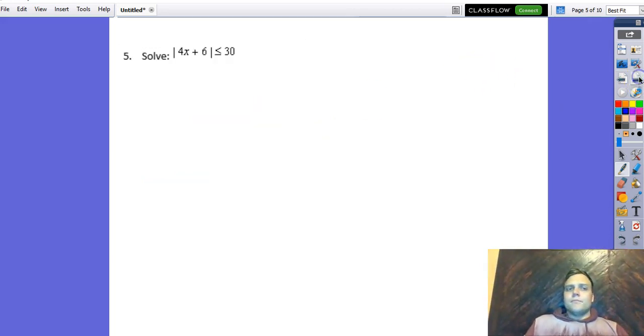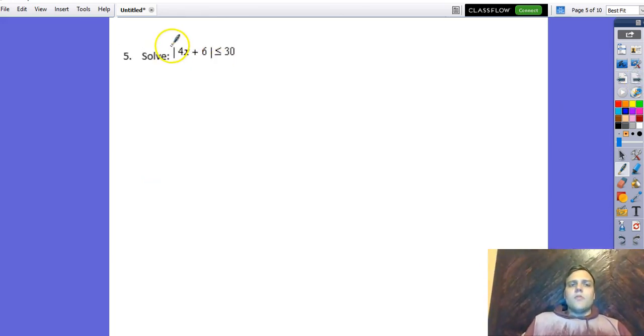Next problem. Number 5. Solve the absolute value of 4x plus 6 is less than or equal to 30.